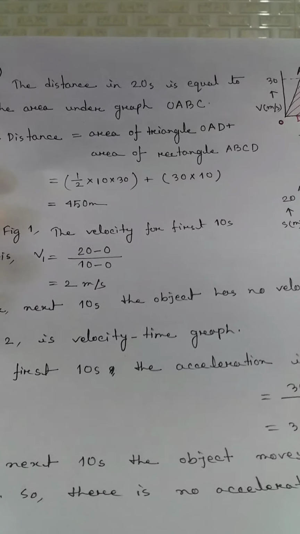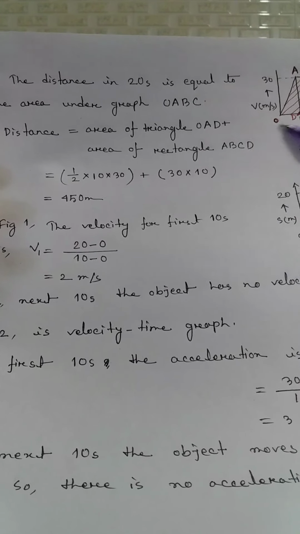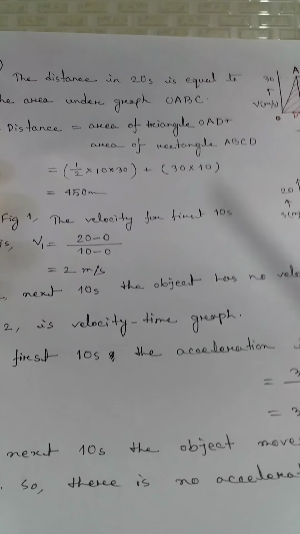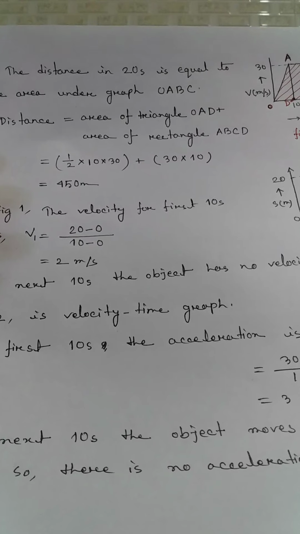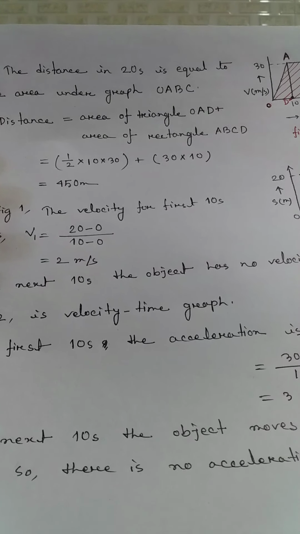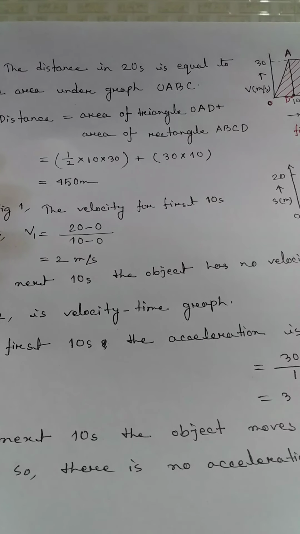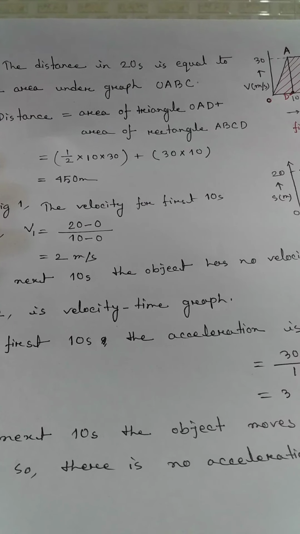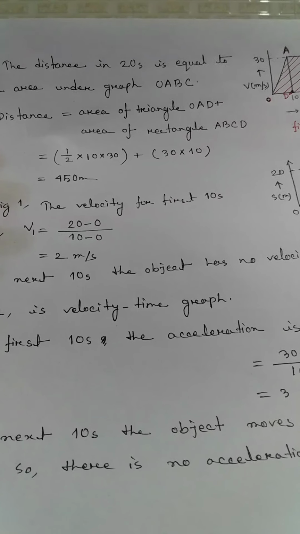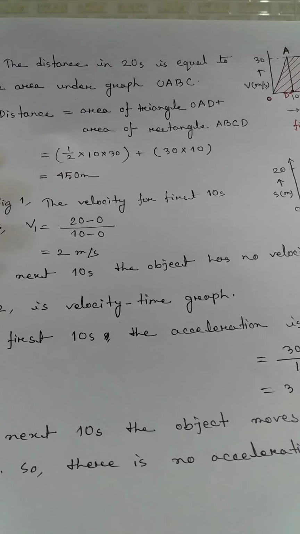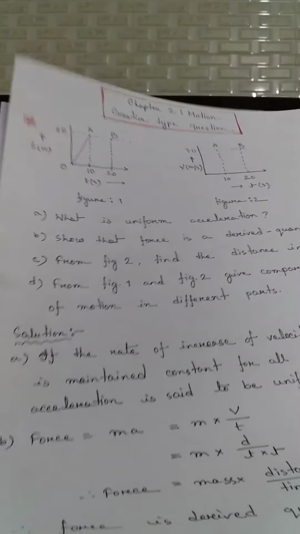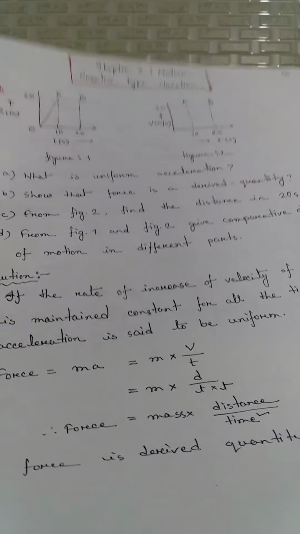If we apply the laws here, that means the law of area of a triangle and the law of area of a rectangle, then we will get the total distance of 450 meter. By applying different laws and their values, we get the total distance for 20 seconds. It will be 450 meter. This was our third question, and the fourth question was also related to the stem.